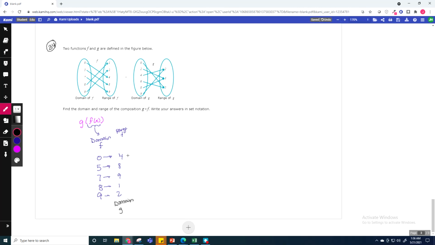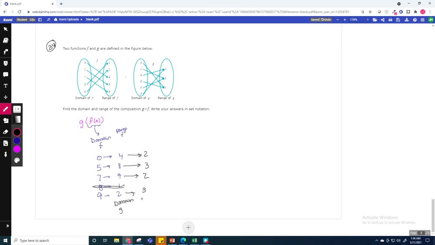All right, so is there a 4? Yes, that's going to go to 2. Okay, is there an 8? Yes. That goes to 3. Is there a 9? Yes. That is going to go to 2. Is there a 1? Okay, there is no 1, so I can't use the 1 because it's not going to go anywhere. So I'm going to actually cross out what that was paired with. All right, and is there a 2? Yes, that goes to 3.